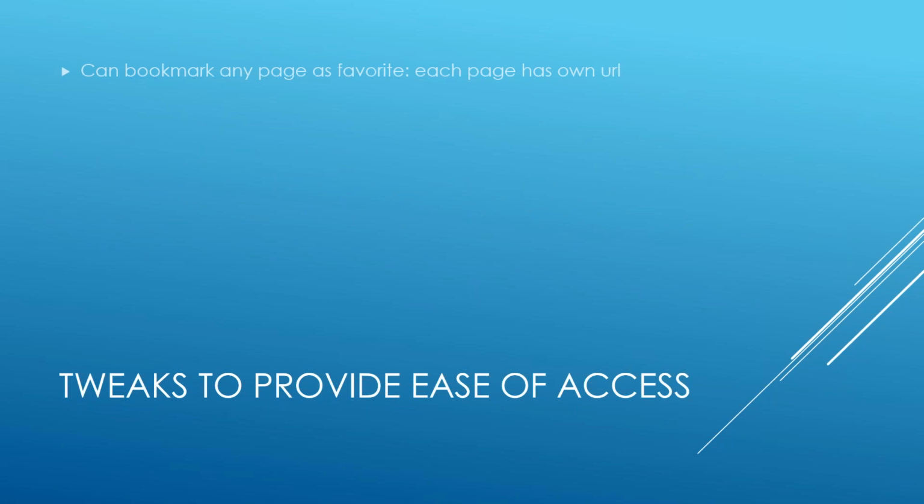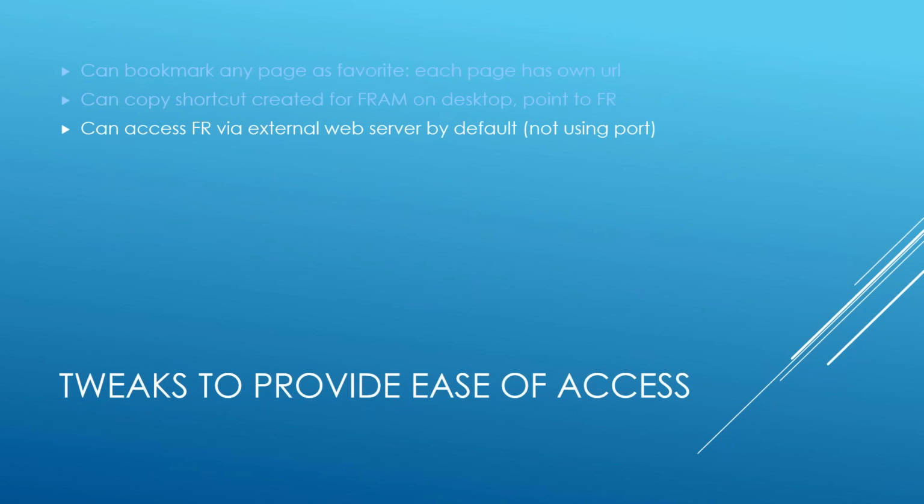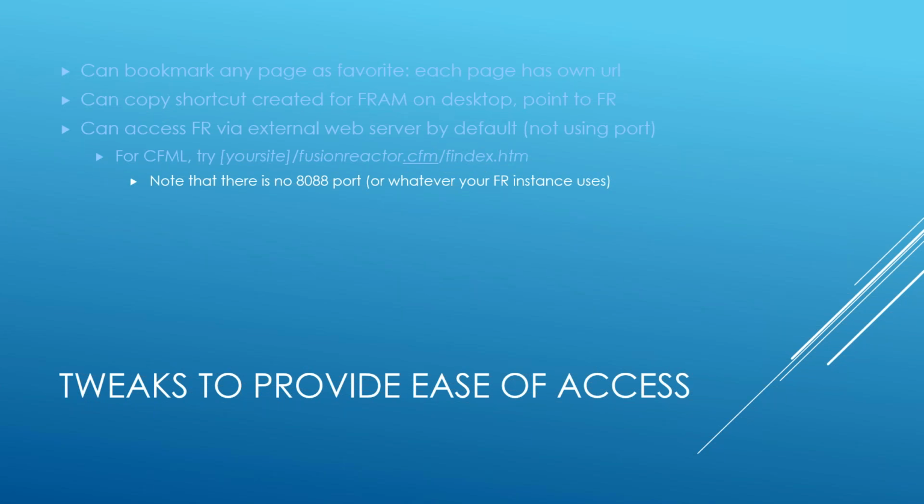Okay. And there are some tweaks that you might want to consider. You can bookmark any page. I mentioned that earlier. You can copy the shortcut created on the Fram desktop and point it to your real FusionReactor instance instead of the Fram instance. You can access FusionReactor via an external web server by default. I was doing that. You put in your site name, and then in the case of ColdFusion, you say FusionReactor.cfm/index.htm. Just adding that right there. If you're off the server, you may find that lets you in. And if you don't want it to, that's something you can disable in the FusionReactor interface.